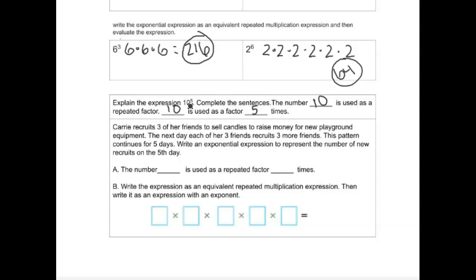Carrie recruits 3 of her friends to sell candies to raise money for new playground equipment. The next day, each of her 3 friends recruits 3 more friends. The pattern continues for 5 days. Write an exponential expression to represent the number of new recruits on the 5th day.